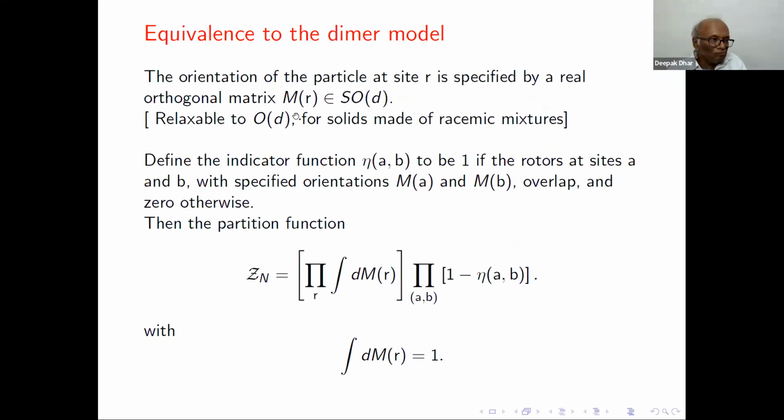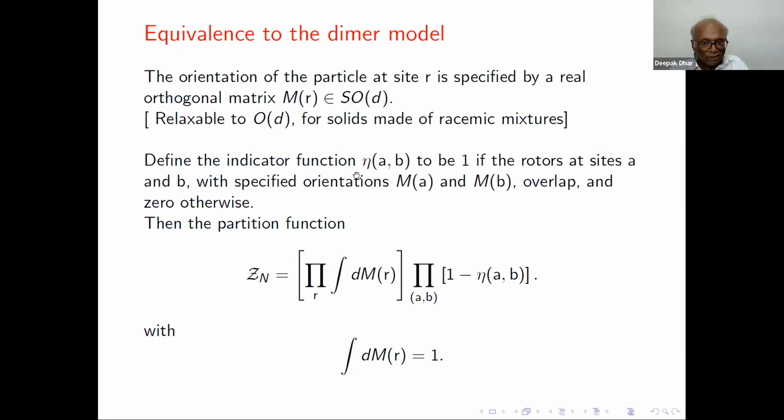Okay, so now we come to the equivalence to the diamond model. I take a general d-dimensional lattice. There is an orientation of the particle at one side that is specified by a rotation matrix. We call it SO(D), special orthogonal group element. It's a rotation group. An element of the rotation group specifies the orientation of the particle from a reference configuration.